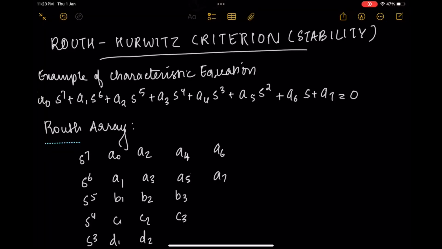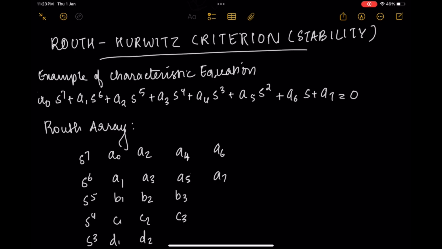Today we are going to discuss Routh-Hurwitz criterion for stability. In last class we learned what stability of a system means. It is basically that all the poles of a system, that is the roots of the characteristic equation, lie on the left half of the S-plane. If there is anything on the right half of the S-plane, it is called an unstable system. If the poles lie on the j omega axis, then it is called a marginally stable system.